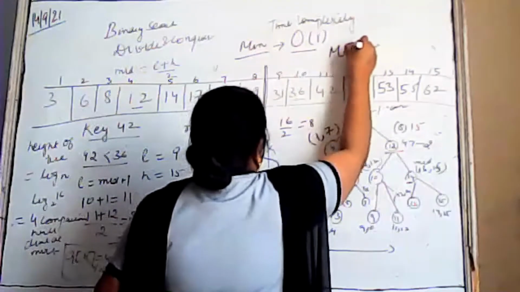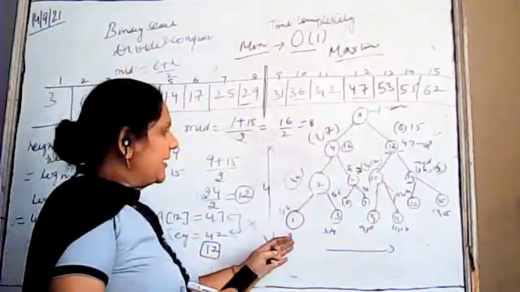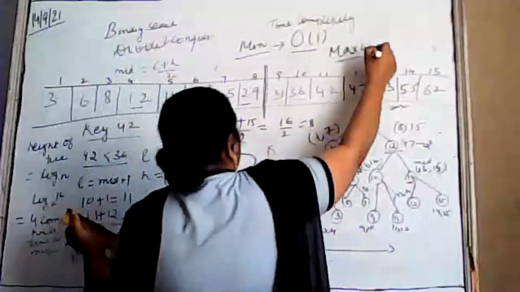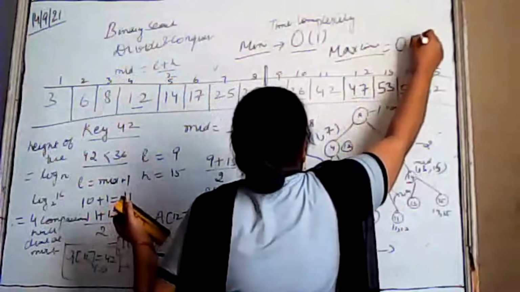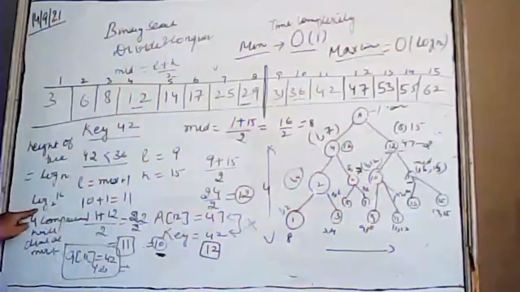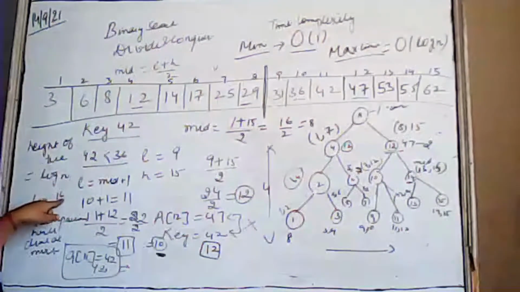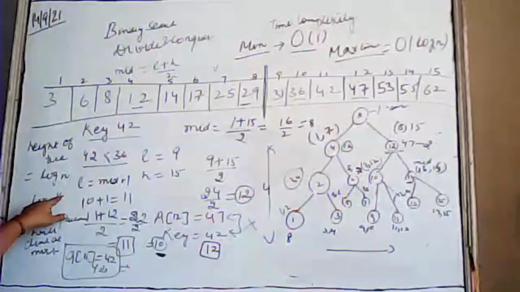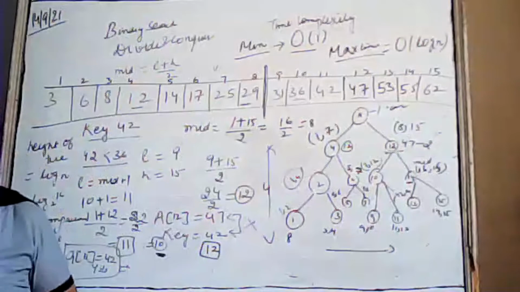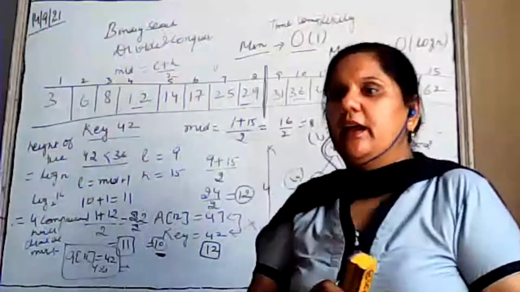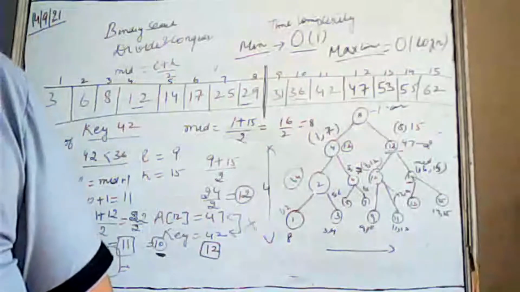Maximum time. Maximum time is the height of the tree. It could be the last element in the tree. It could be at position 1, 3, 9, 11, 5, 7, 13 or 15. That means it will take order of log n time, because I told you the height of the tree is given by log base 2 of n, where n is the total number of nodes. So log base 2 of 16 is 4. 4 comparisons will be done in the entire tree. Fine. So it is equal to O(log n), since the height of the tree is given by log n. So time complexity will vary from order of 1 to order of log n.